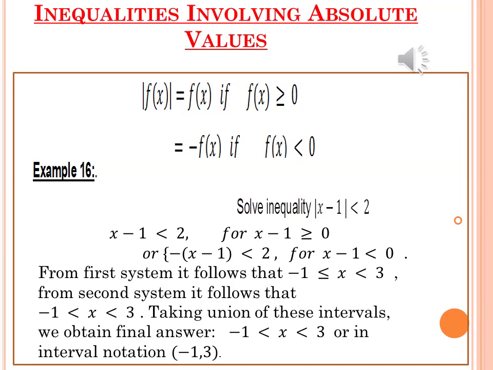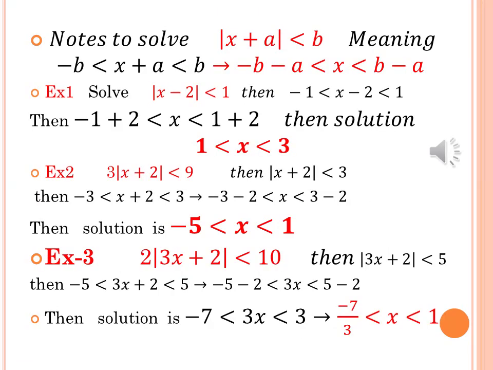We have another easy method without using these steps. What is the easy method? Look at the next slide. Note, to solve absolute value of x plus a less than a constant b, we can make the solution very easy without the absolute value: put x plus a greater than negative b and less than b, and then move plus a to the right and to the left.